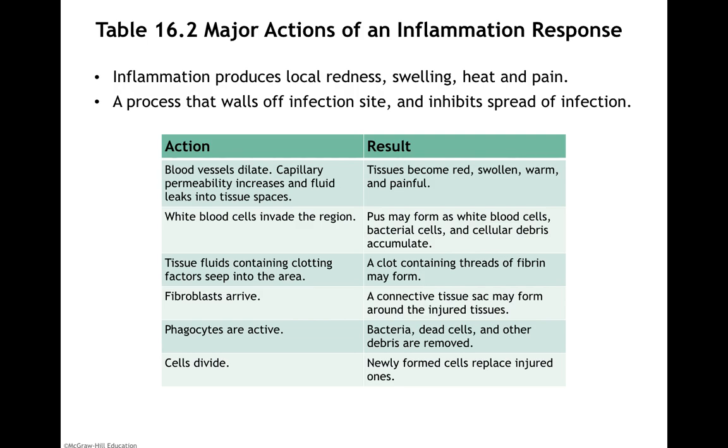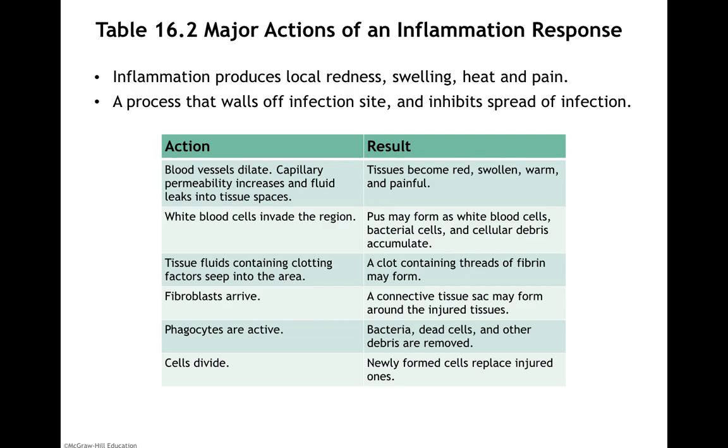So blood vessels dilate, capillary permeability increases, and fluid leaks into the tissue spaces. That leads to the redness, swelling, warmth, and painful symptoms of inflammation. White blood cells are then drawn to the area. That can lead to pus formation.